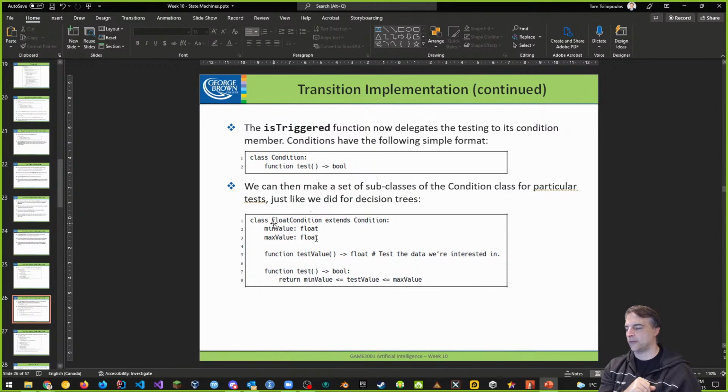Otherwise, it's false. So that's the float condition example. And what it does is it extends the condition superclass. The condition superclass would be just a Boolean. All right, so that's the way it would work. Very similar things. So we have a condition, we have a transition, we have a state.